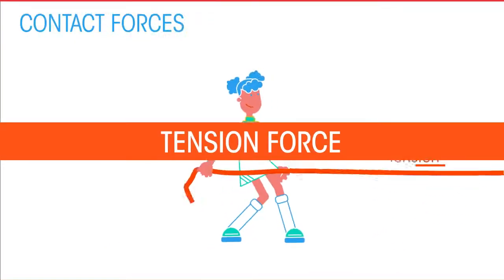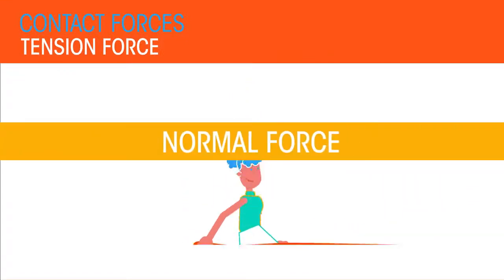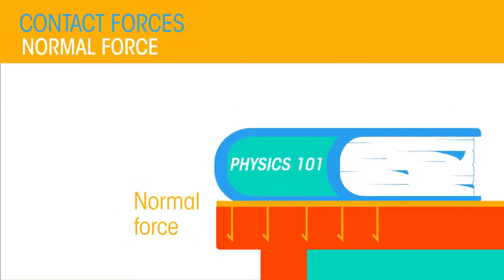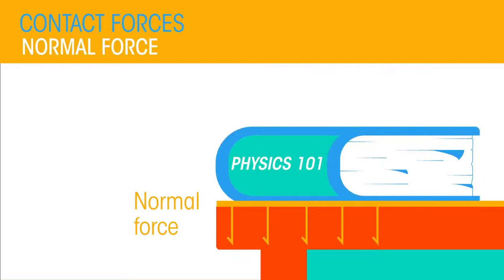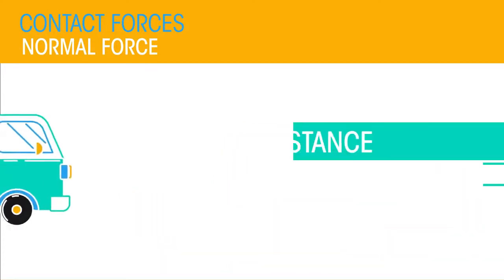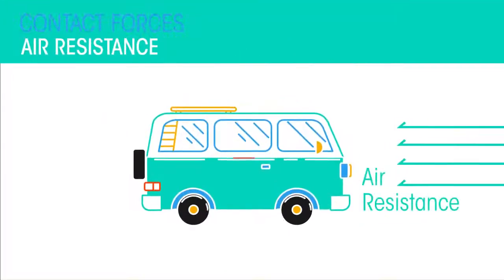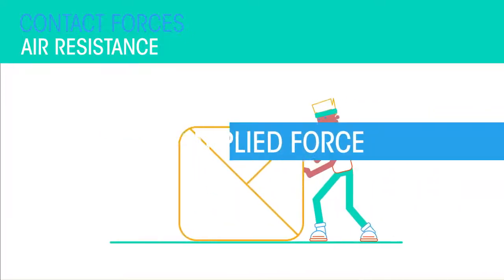Tension is exerted through a rope when we pull something. Normal contact force supports an object that is resting on a surface, for example, between your books and your desk. Air resistance acts on a moving object through the air. The air particles slide over the moving object, slowing it down.